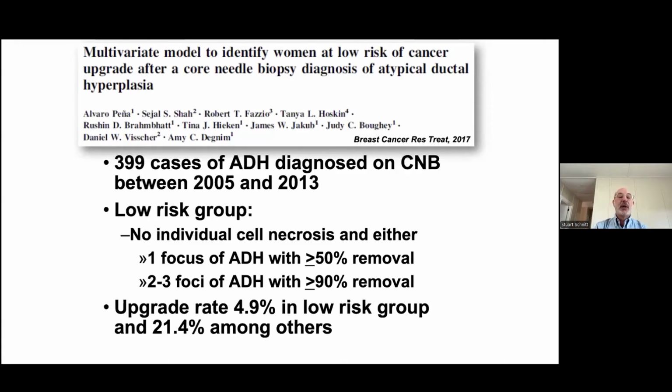And they defined the low-risk lesion as having no individual cell necrosis, or no dying cells, and either a single focus of ADH with more than 50% of the mammographic calcifications removed, or 2 to 3 foci of ADH with 90% or more removal of the mammographic abnormality. What they found in this study is that the upgrade rate to a worse lesion in the low-risk group was about 5% compared to 21% among others. But 5% is still a fairly substantial upgrade rate.